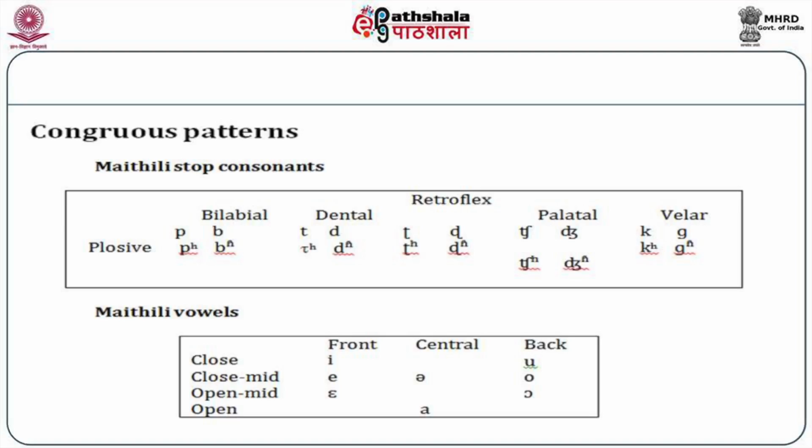Similarly, you look at the vowels in Maithili, you have 3 front vowels, you have 3 back vowels, which are actually counterparts in terms of height. So you get E, U, A, O, A, O, and then you have two central vowels. It's quite a symmetrical pattern.